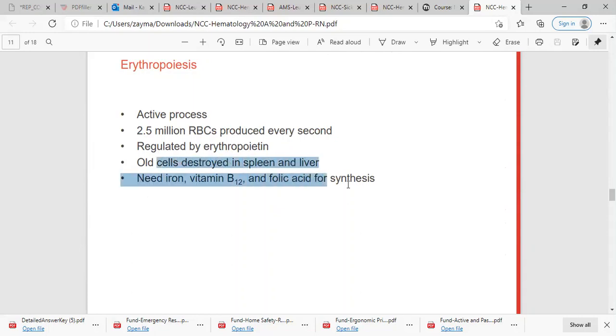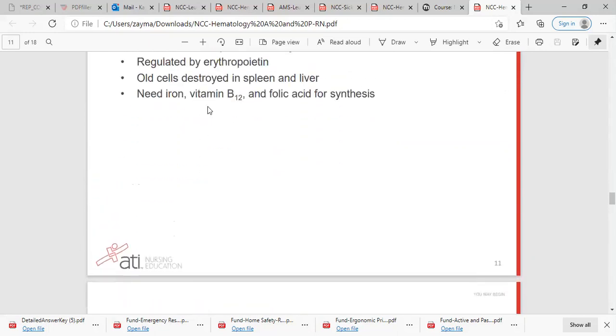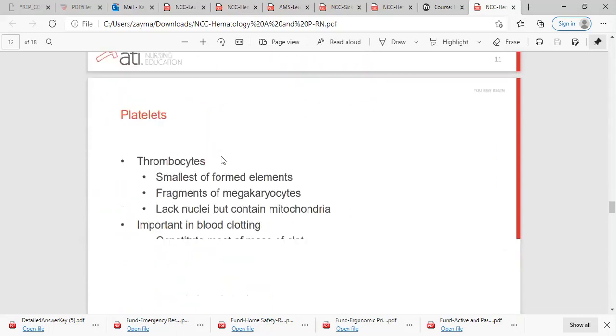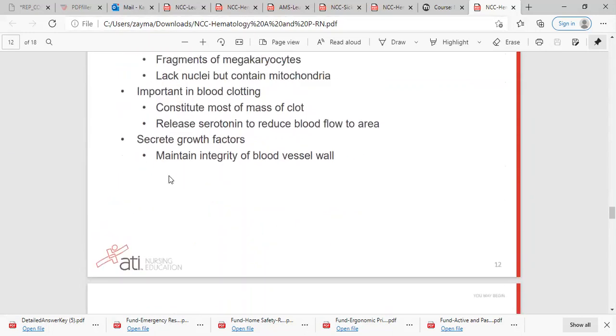These minerals and vitamins are essential in the production of red blood cells. Hence, any deficiency in iron, folic acid, or vitamin B12 is going to put the patient at risk for anemia. Platelets, again, work to form blood clots, right? So low platelets are going to put us at high risk for bleeding, while elevated platelets are going to put us at high risk for clots.